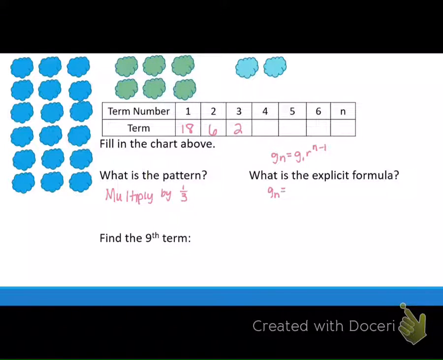Okay, that's okay. 18 times what? 1/3. To the what power? Stop telling him the answers. N minus 1. If we're finding the ninth term, what do we know? Yes, Riley. All right, plug in 9. 9 minus 1 is? 8. So raise that to the 8th power in your calculator.